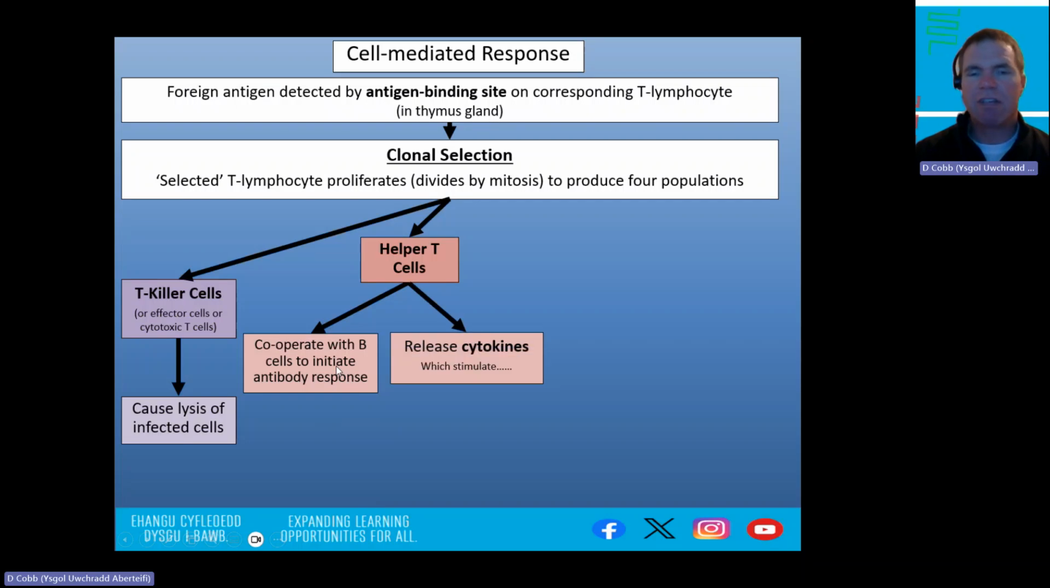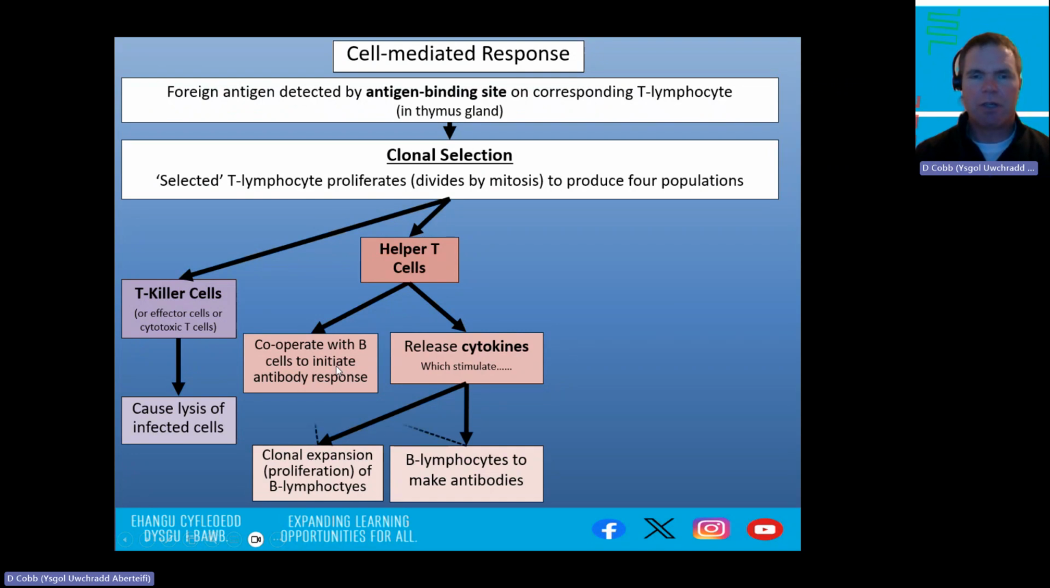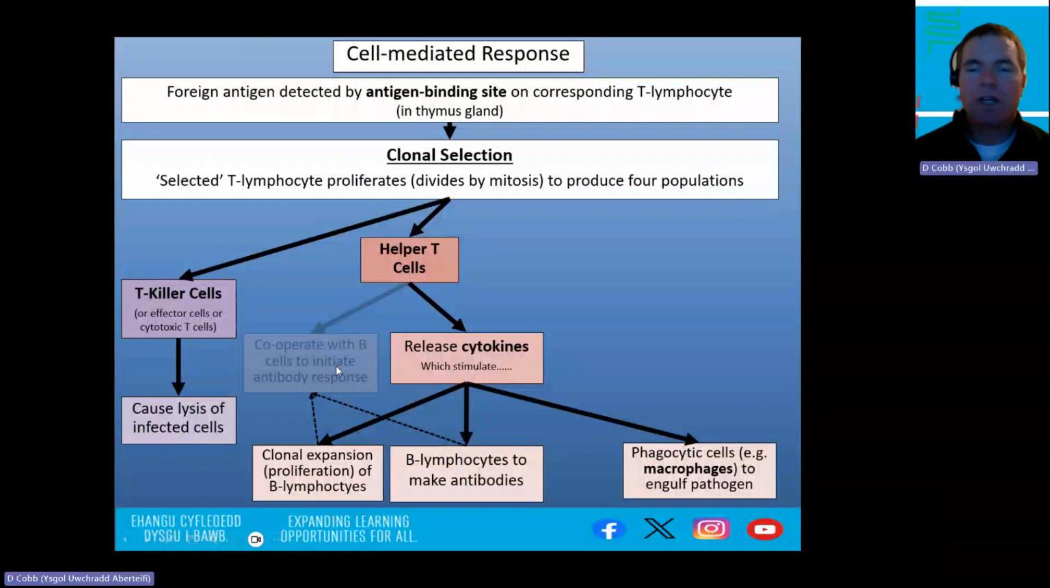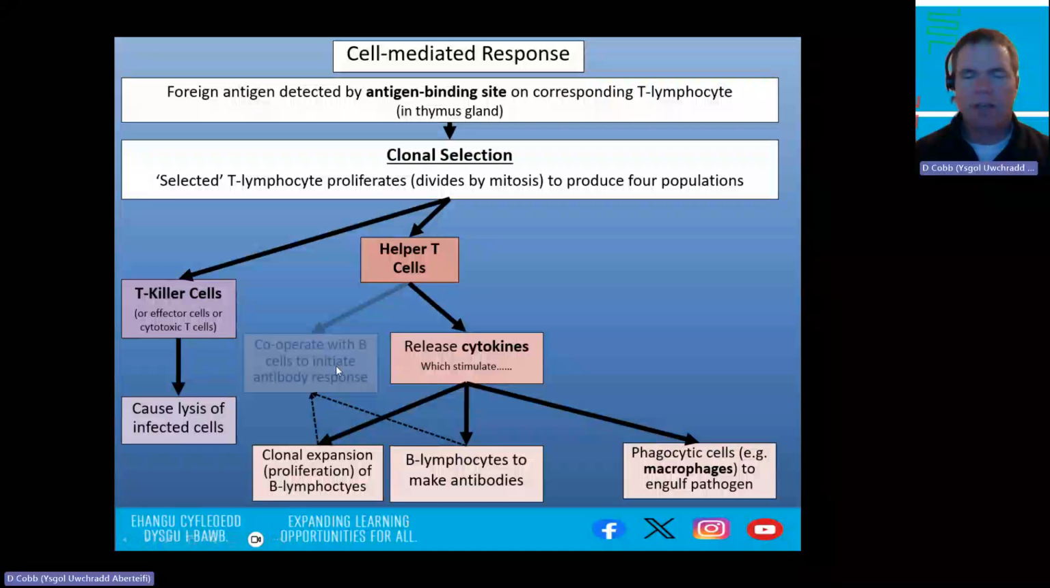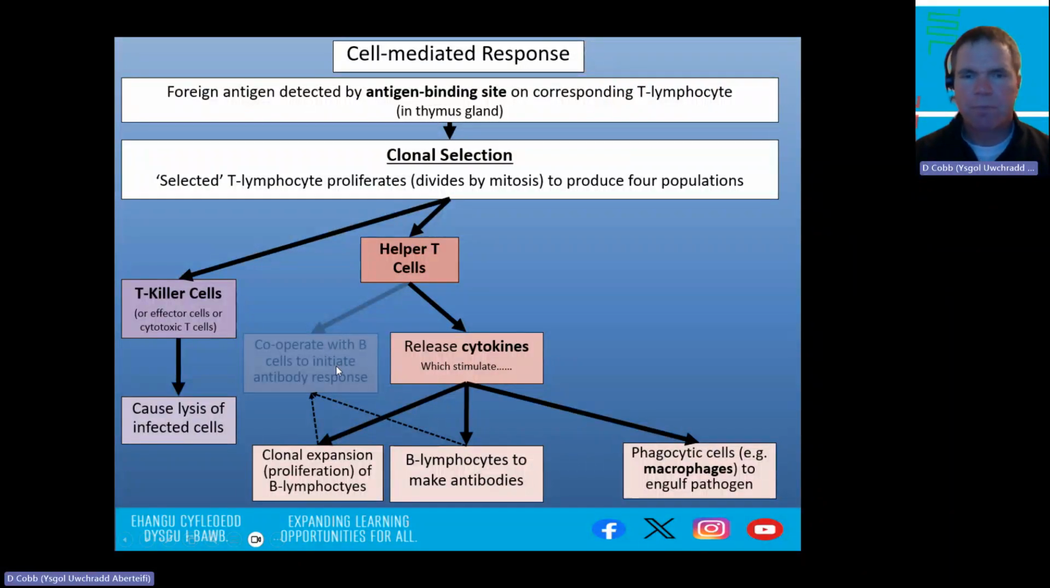Okay, well, what they do is they release cytokines. And what the cytokines do, these chemicals, is they cause clonal expansion, or the proliferation, of the B lymphocytes, and they encourage them to make antibodies, which then explains what we mean by they cooperate with B cells for this antibody response. So I've given details to what happens there. It's not the only thing they do. They also stimulate those phagocytic cells, those phagocytes, for example, macrophages, to engulf pathogens. So they have a key role in multiple parts of the immune response.